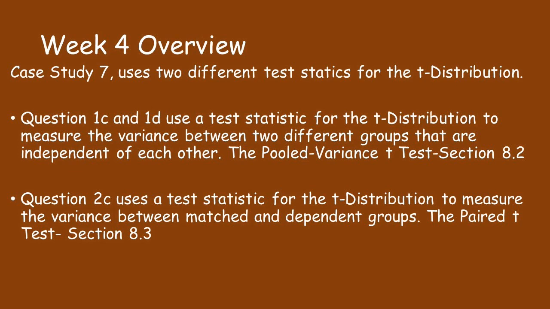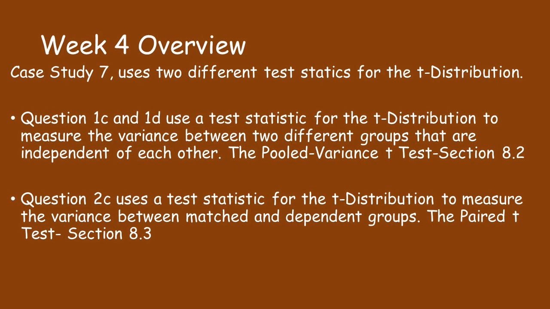Question 1C and 1D use a test statistic for the t-distribution to measure the variance, the difference, between two different groups that are independent of each other. Now, this is called the pooled variance t-test for independent groups, and you can find it in section 8.2, and I've also included a video lesson that I found that I think will go with that.